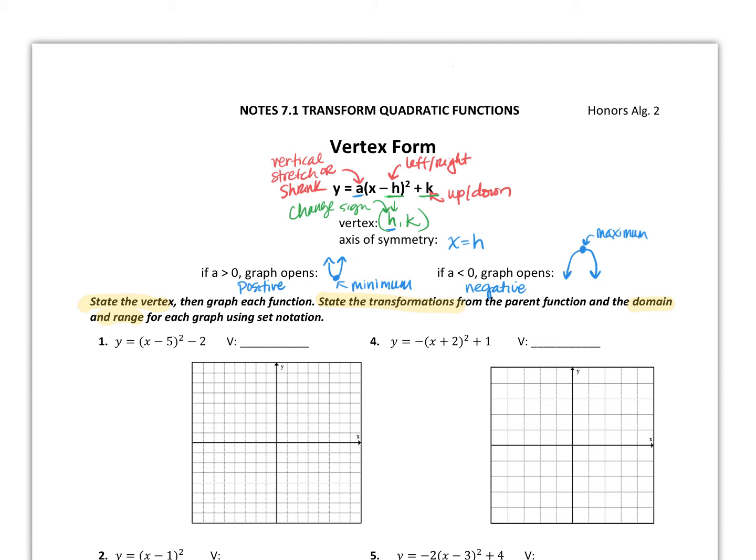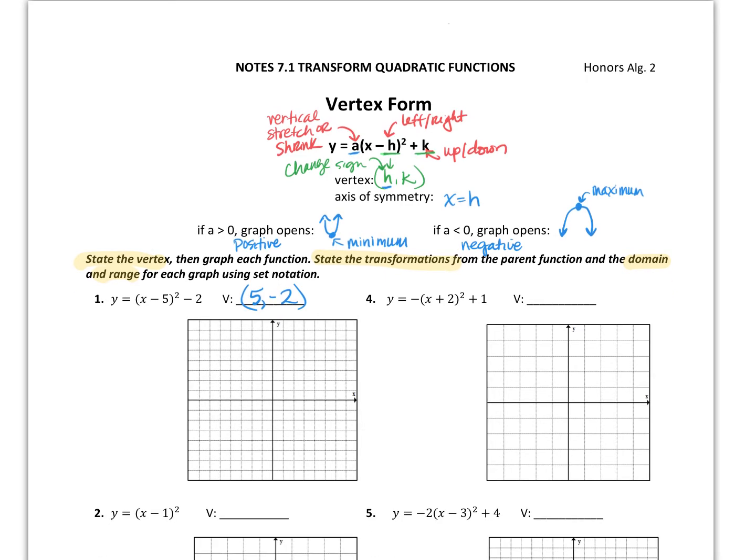So the vertex is going to be, remember, it's H and K. From up here, it's H and K. I remember the order with Hello Kitty, H and K. So I look in the same location in my equation for H and K. And I just remember I need to change the sign of H. So it's not -5, it's going to be 5. And then the K part stays the same, so it's 5, -2. Let's just run through all these and do vertex really quick.